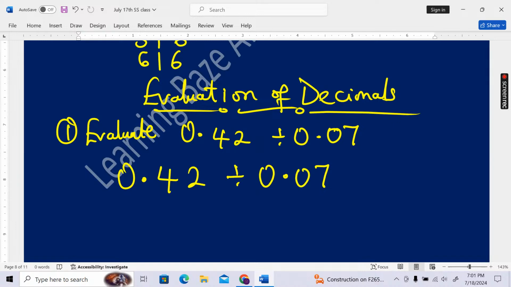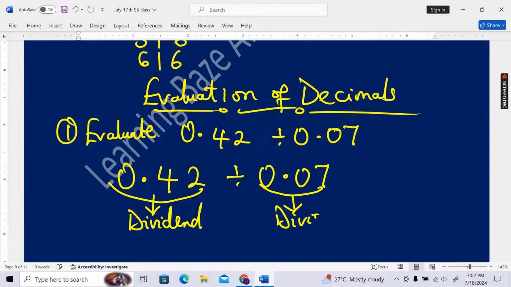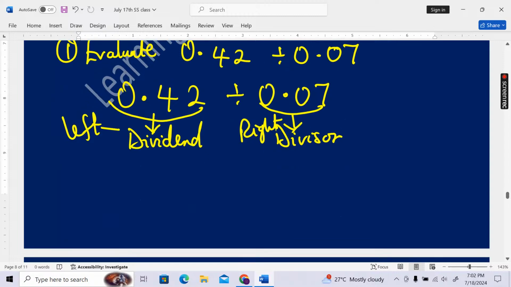Anytime you want to evaluate a decimal division, we have what we call the dividend and the divisor. The first number on the left is called the dividend because it is division. The number on the right is called the divisor. So whenever you're given questions like this, make sure your divisor is a whole number.